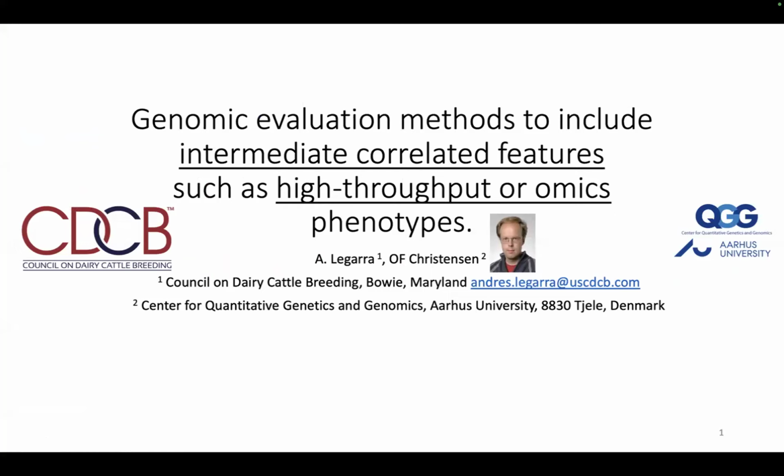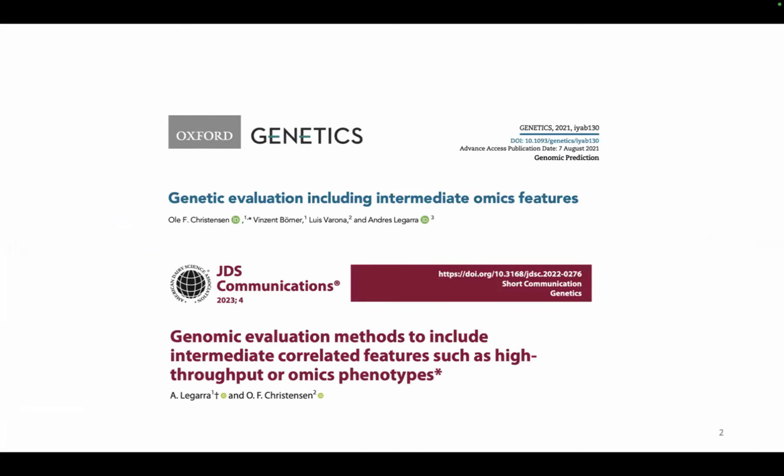So my name is Andres Legara. I work for Council on Dairy Cattle Breeding. This is the third or fourth incarnation of a talk that I prepared originally for ADSA in 2022, I believe, with Ole Christensen, who works at Aarhus University. This is about how to use omics features, but then we expanded to high throughput phenotypes for genetic improvement of animals. All the material, the algebra, the examples, everything is in these two papers. The first one is a paper in Genetics with all the technicalities of the method, and the second one is a kind of short review that I did for GSE Communication.